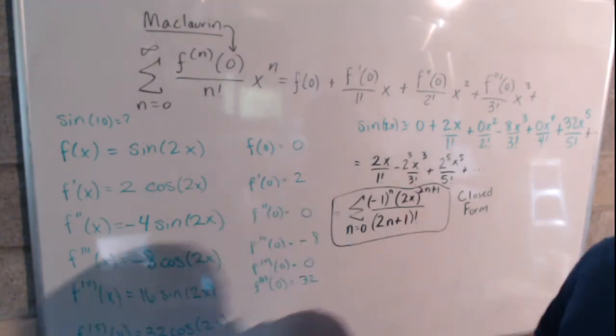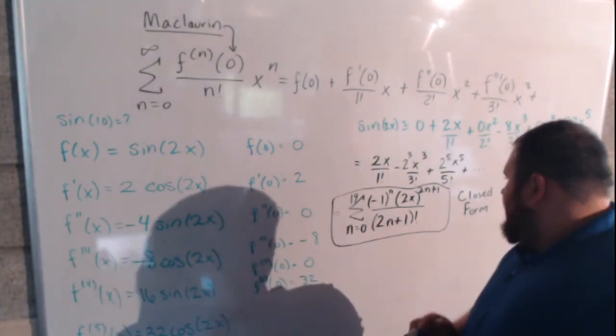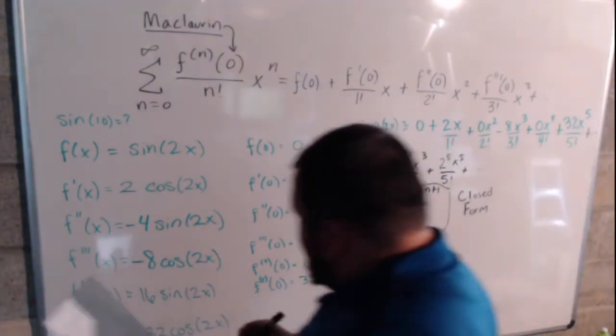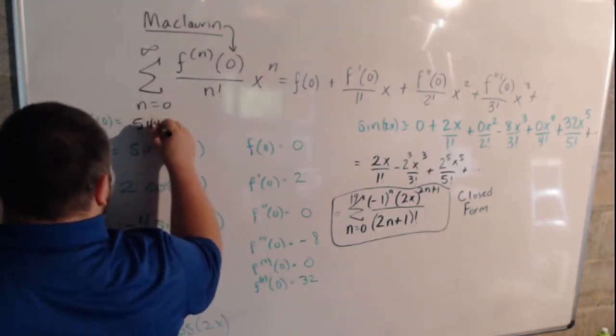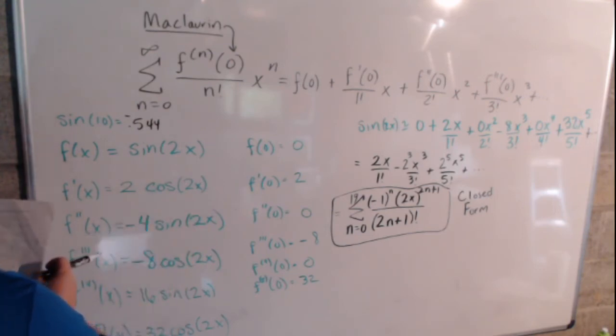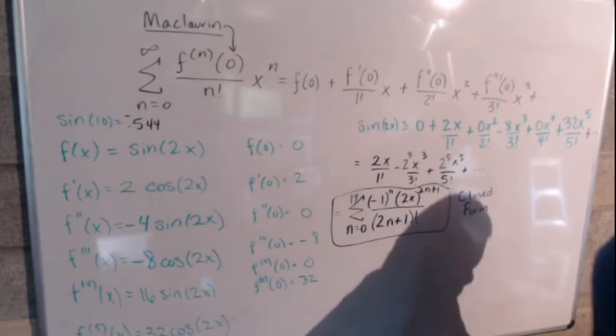So this problem said again to use the first 20 terms. So let's go to 19 and see what those numbers are. I think I may already have them. Let's see. I know sine of 10, at least to 3 decimal places, is negative 0.544. Can you guys calculate that and that summation and tell me what you get? From what I recall, this is quite an accurate series.